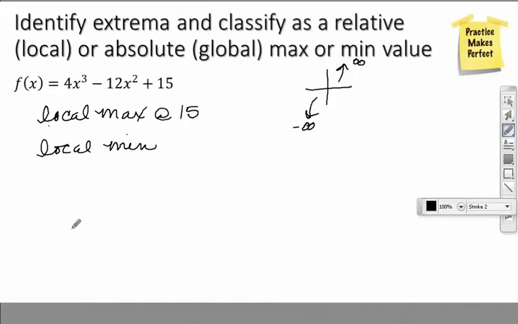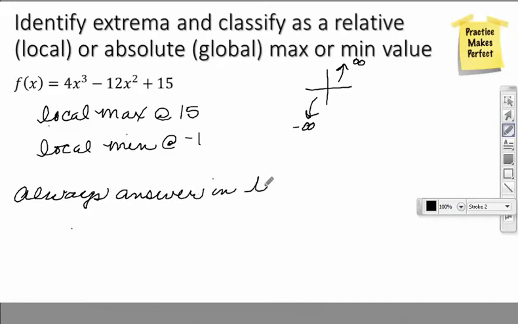Like I said, you always answer in terms of y. And I'll put that on here. Always answer in terms of y.